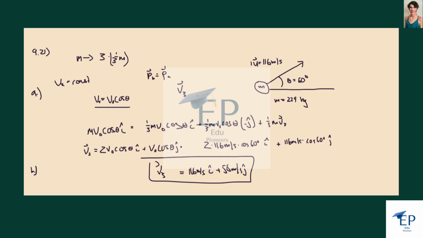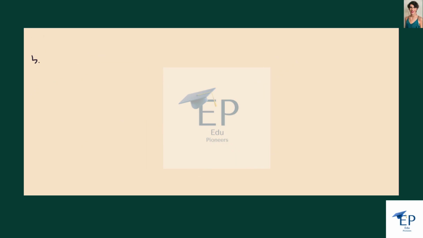Now for part B, it is asking what is the energy released. The energy released is just the difference in kinetic energies. I'm going to add a new page here. The energy released is the final minus the initial kinetic energy, so K after minus K before. This is a lot of stuff, but we can calculate it. Let's first do K after.